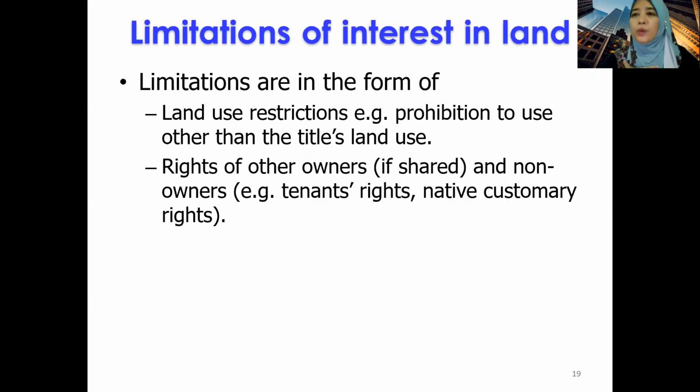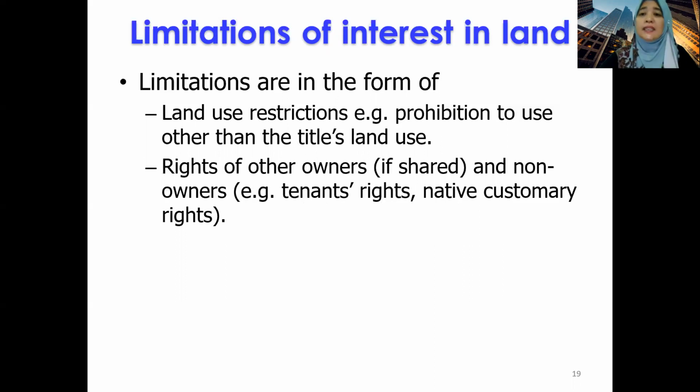Okay, if you want to sell your share, you need to have permission from the other co-owner. So that is the law. Meaning that you cannot simply sell or lease your land without the permission from the other person. Non-owners, rights of the non-owners, for instance, tenants. Okay, tenants have some rights as well.